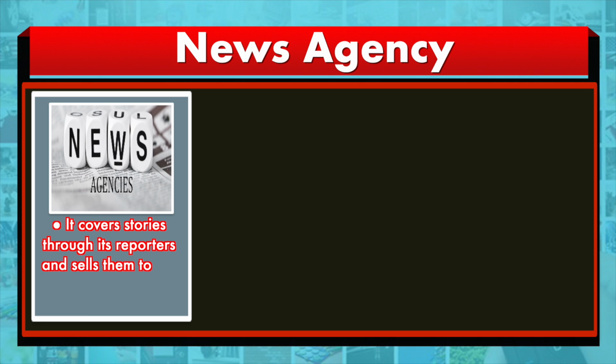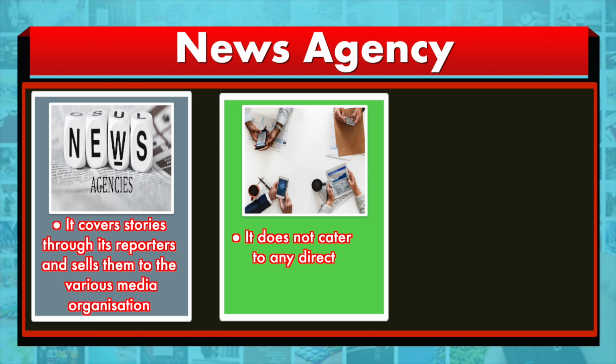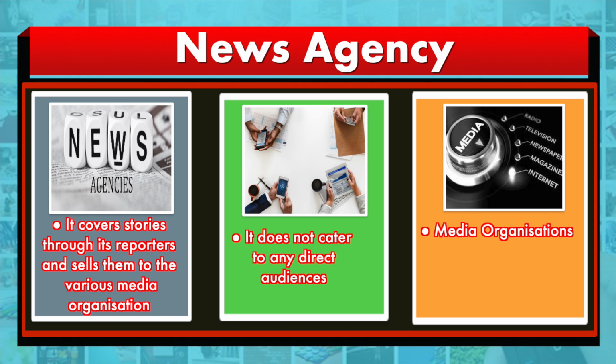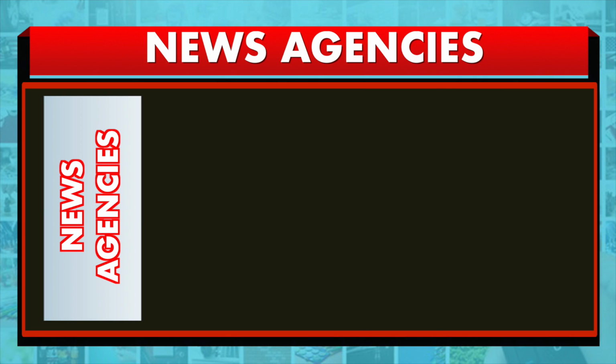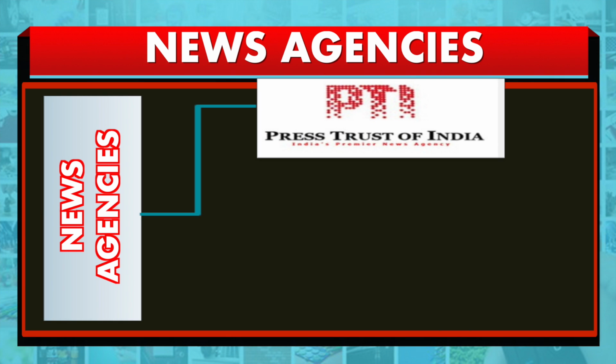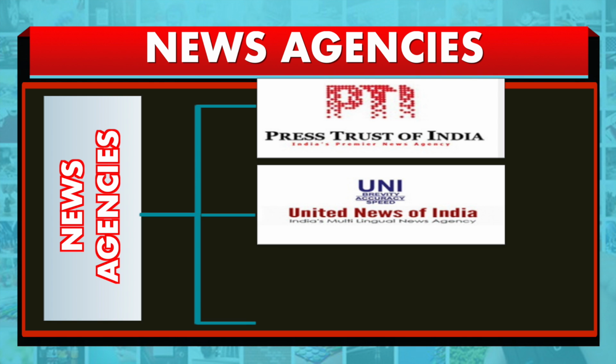News agency. It is a media organization which covers stories through its reporters and sells them to the various media organizations. It does not cater to any direct audiences. Media organizations take their stories and relay it to their own outlets. Some of the prominent news agencies in India are PTI, UNI, and ANI.